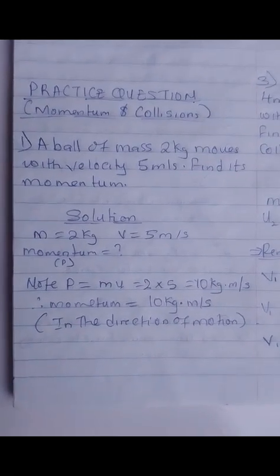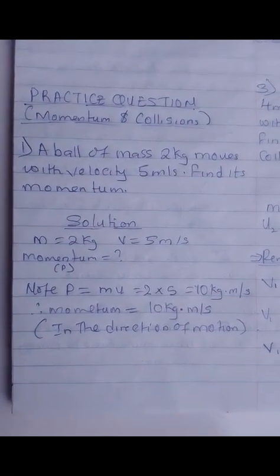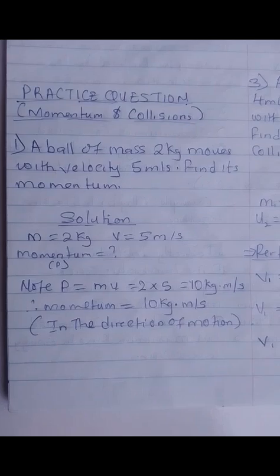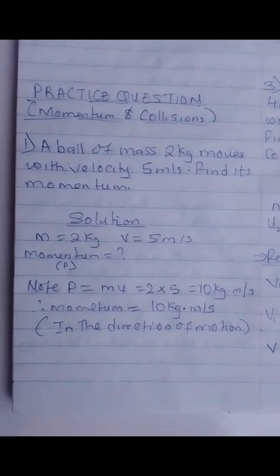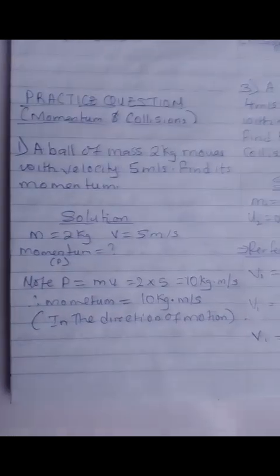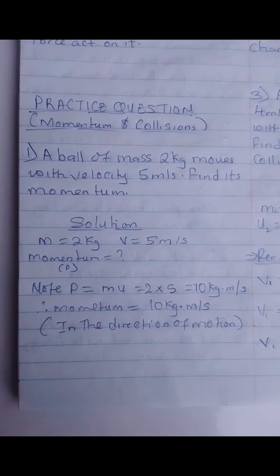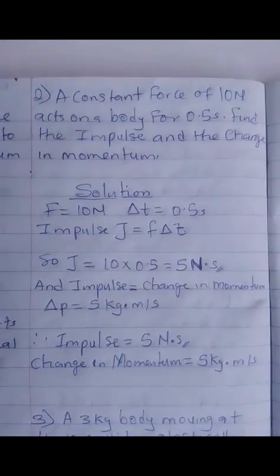So we just take the mass, which is 2, times the velocity, that's 5. So we multiply, that's 10 kg meter per second. So the momentum is 10 kg meter per second. And note, it is in the direction of the motion. So that's how to do that particular question. Very simple question.